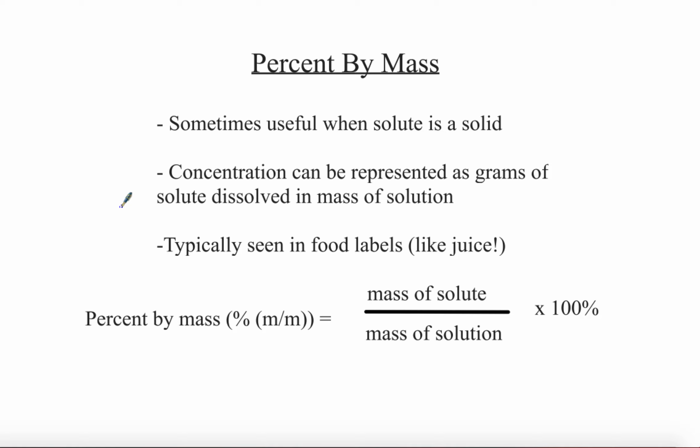This is more useful when you have a solid involved. Typically, the solute is going to be the solid here. Just another way to represent concentration, but rather than talking about molarity and moles, we're just going to use percentages. So you can represent this one as just the grams of solute dissolved in whatever the mass of the solution is going to be. You actually see this a lot with food labels. For example, juice. You ever see like that 5% juice on some cartridges? That just tells you that 5% of that entire thing is the juice powder or whatever the concentrate is that they use to make it.